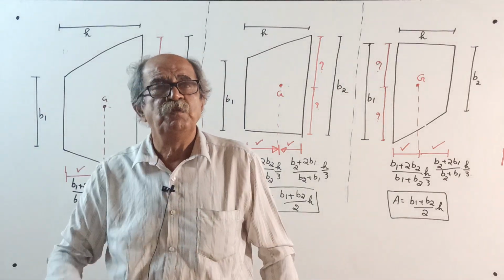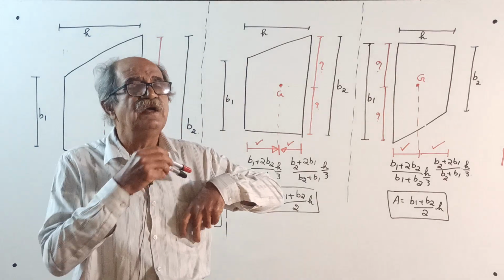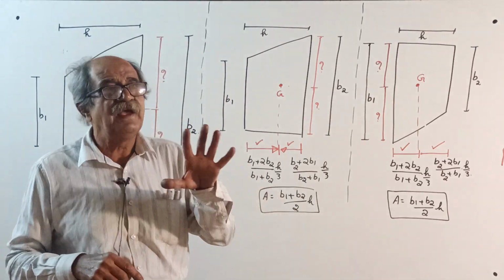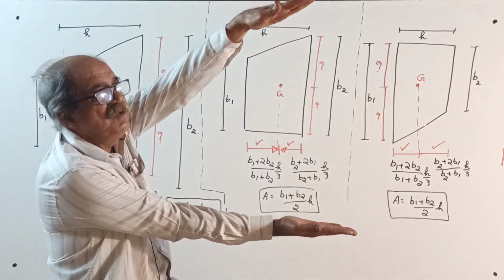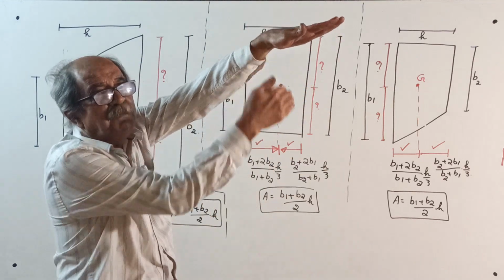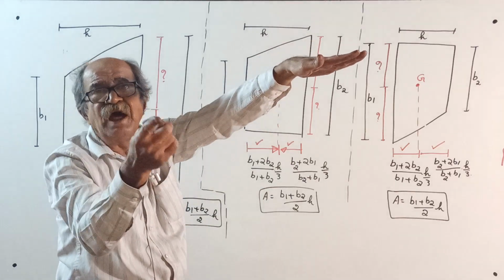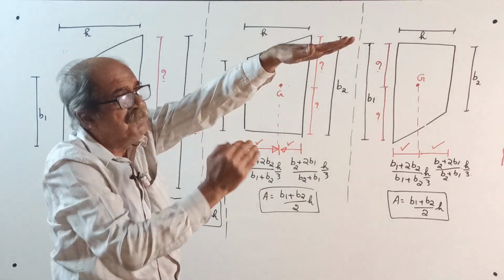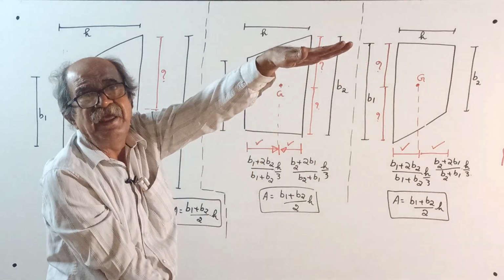Now continue, make a note. You can make an extra note. In the last three sketches I have given, the parallel sides are horizontal. The perpendicular distance is vertical, h. So the standard formula is always from one of the parallel sides, along the height h.